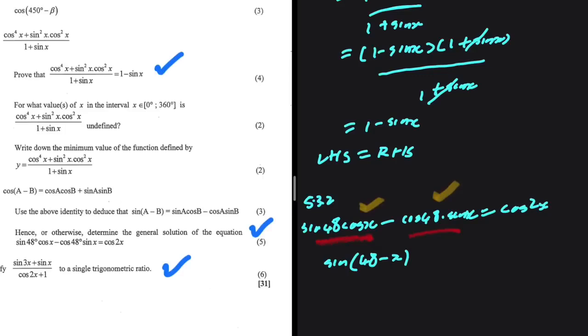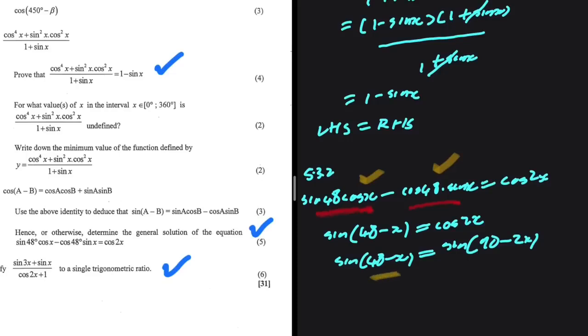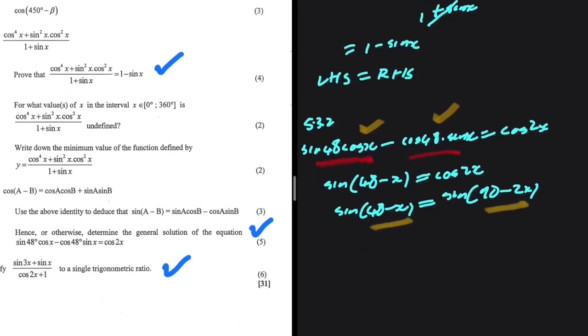So they are equal to each other. Sine of 48 minus x will be equal to cos of 2x. So we're going to have sine of 48 minus x being equal to... We can write cos of 2x as sine of 90 minus 2x. So if sine of 48 minus x is equal to sine of 90 minus 2x, then 48 minus x shall be equal to 90 minus 2x.